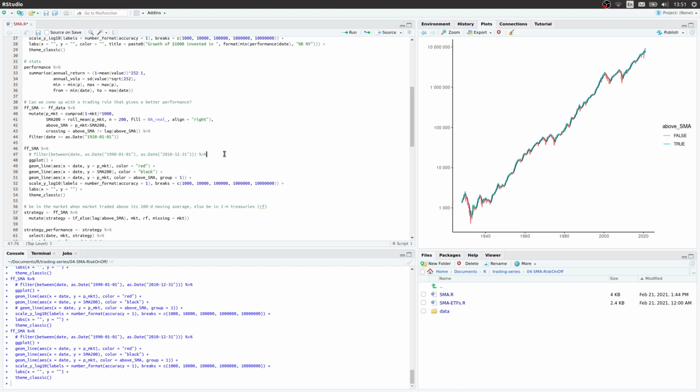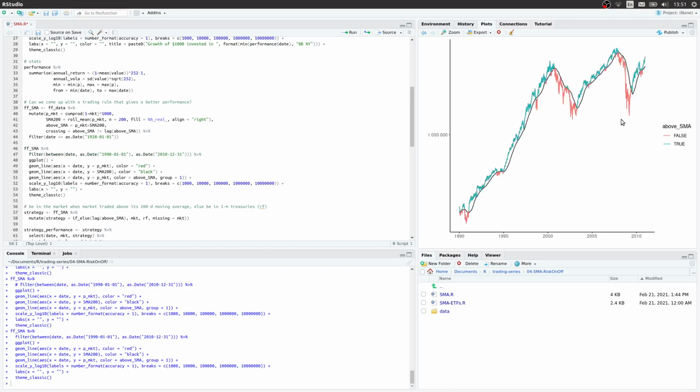And let's zoom in. I will zoom in here from 1990 to 2010. You had the internet bubble crash here after the year 2000, and you had the 2007 financial crisis. And you see indeed that in the upward trending markets, the market was trading above its moving average, whereas in the financial crisis you were not invested because it was below its simple moving average.